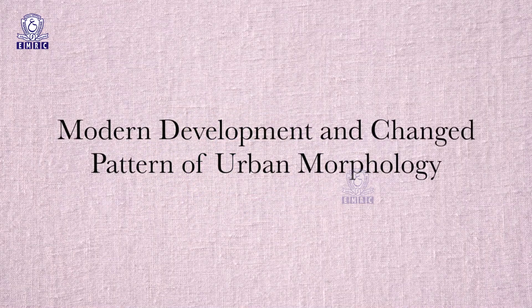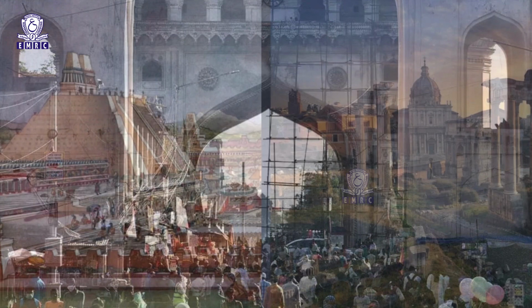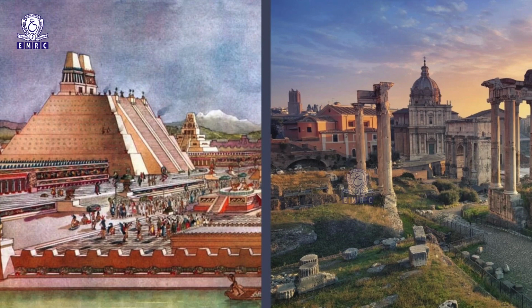The modern development and changed pattern of urban morphology. The rapid industrialization and urbanization of second half of the 20th century has changed substantially the morphology of Indian cities. The process of migration from rural to urban areas has made the old cities more crowded, and rich people from the old cities constructed their houses in their peripheries.